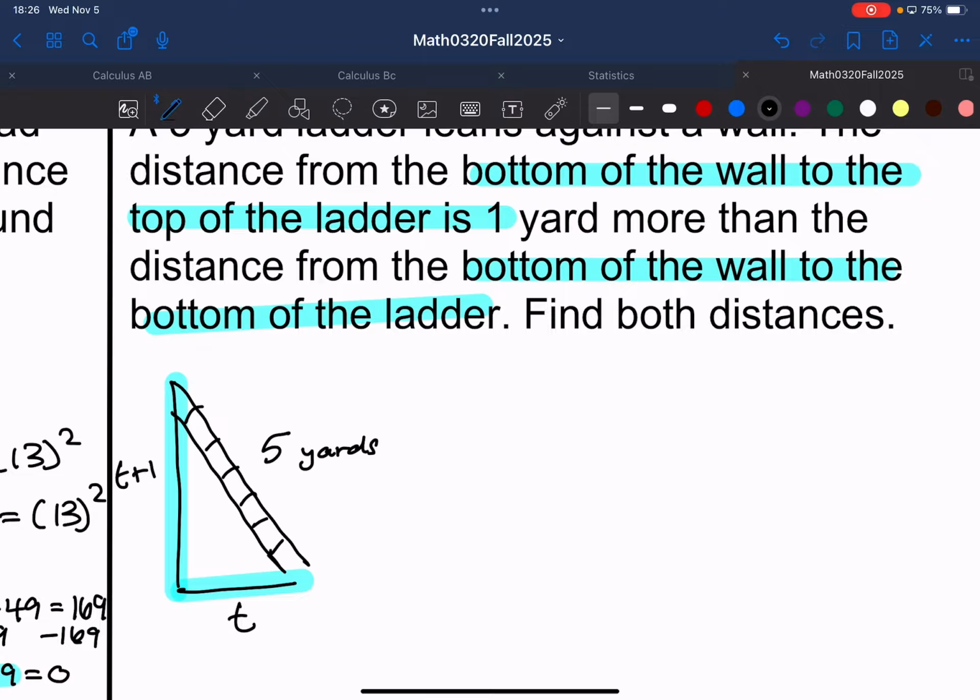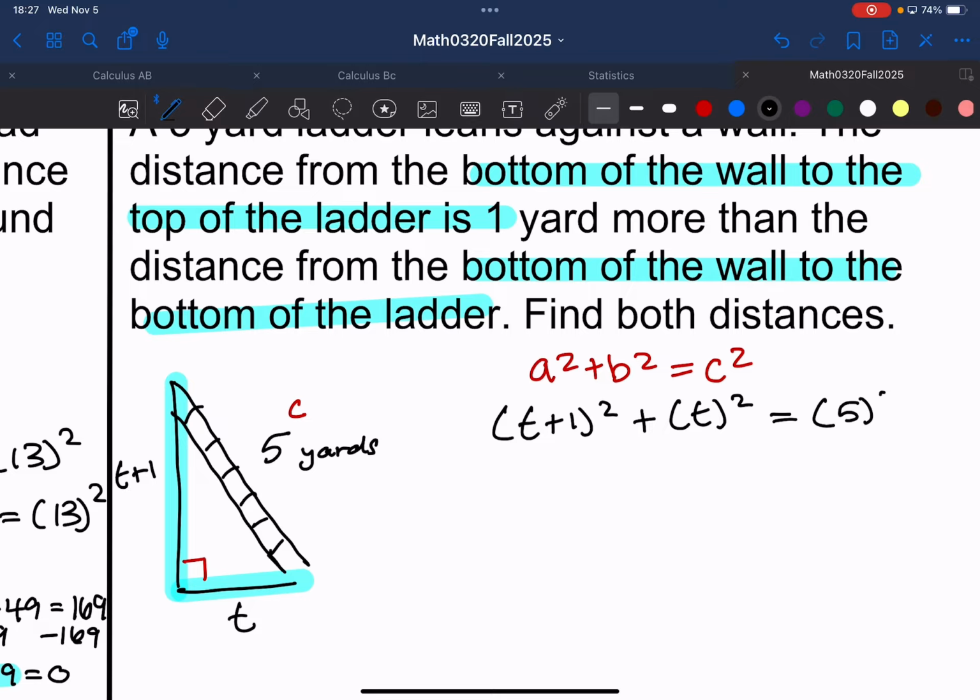Okay, so then we see here from our diagram that we have what type of triangle? A right triangle, which means we can use what formula? And what is that called? The Pythagorean theorem. Okay, so then for here, the only important value that we have to label is what? C. So this is C. The rest of them don't matter. So I can say A squared is T plus 1 squared. And B squared is just going to be T squared. And C squared is 5 squared.